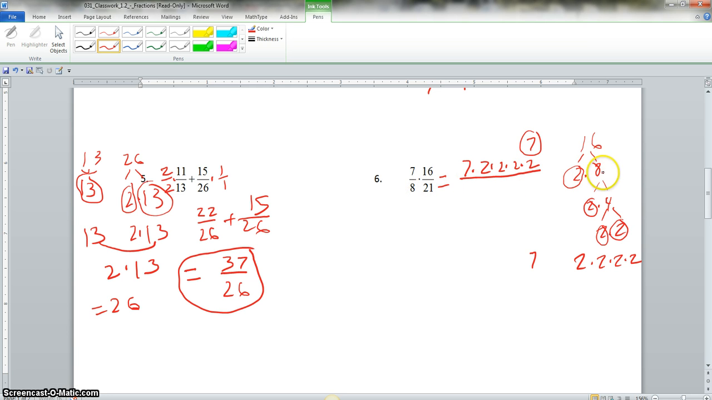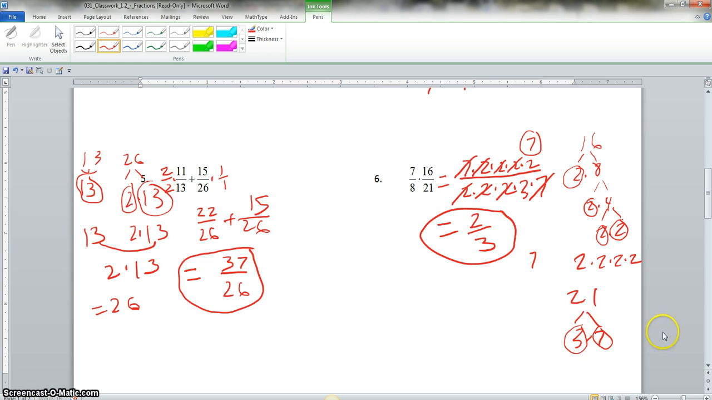Okay, now for our denominator. You can see here what the prime factorization of 8 is. It's these 3 2's. Now we have to find the prime factorization of 21. So 21 breaks down to 3 times 7. So the prime factorization of 21 is 3 times 7. So now we simplify out what we have in common. We have 3 sets of 2's in common, and we have 1 set of 7's in common. So our final answer, we will be left with 2/3. And that is our final answer.